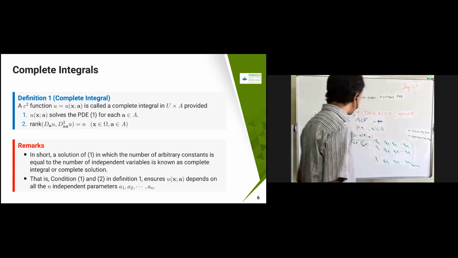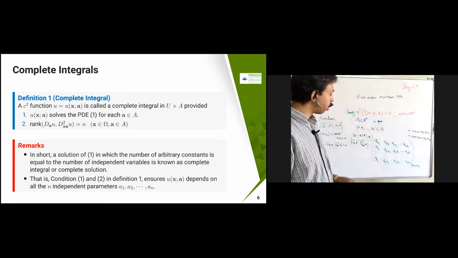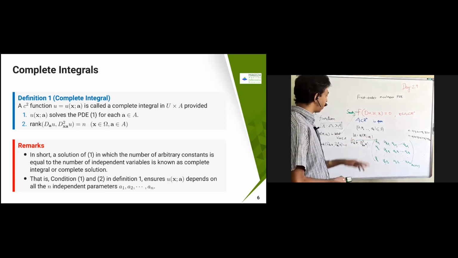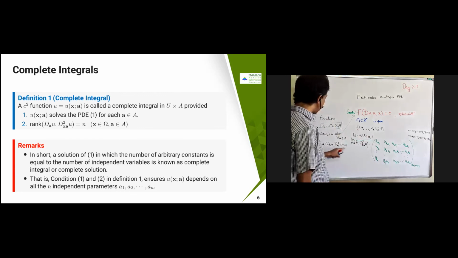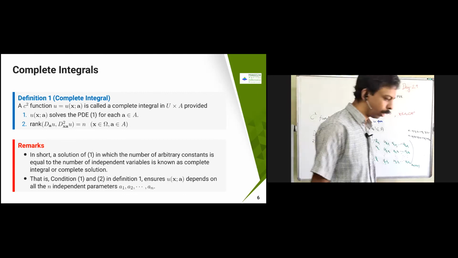So conditions 1 and 2 completely ensure that the solution depends on n independent parameters, A1, A2, and so on. So for n independent variables, you should have n independent parameters. That is what we are going to claim. If it is not that, this matrix will have determinant 0, and if the determinant is 0, the rank of this matrix will become at least 1 less than n.